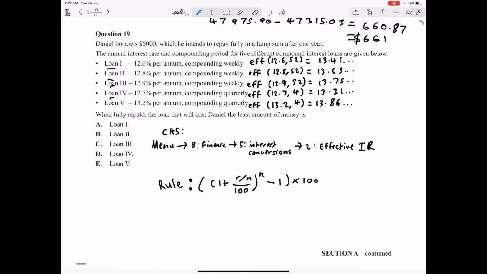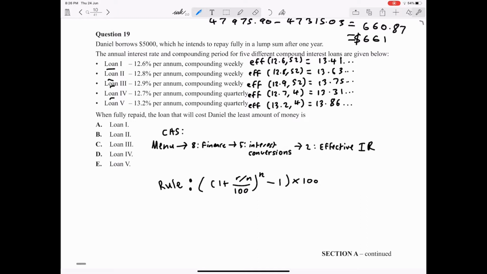So to do this, you can either use your calculator or use the effective interest rule. So the effective interest rule is over here, which I've written. And so R represents the annual interest rate, which would be given in the question as well. And N would be your compounding periods. So that would be how to find the effective interest rate for each of these loans if you want to use that rule. Or you could use your calculator.